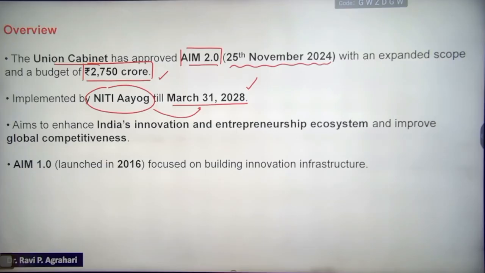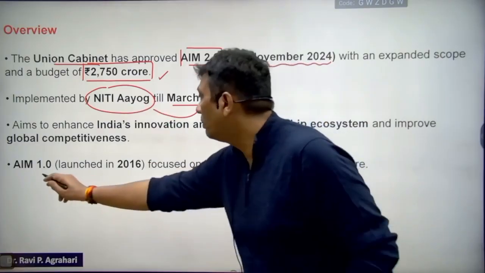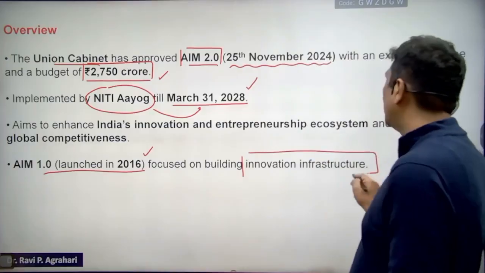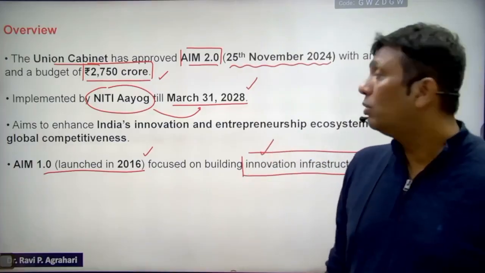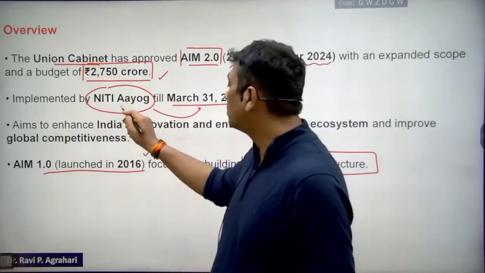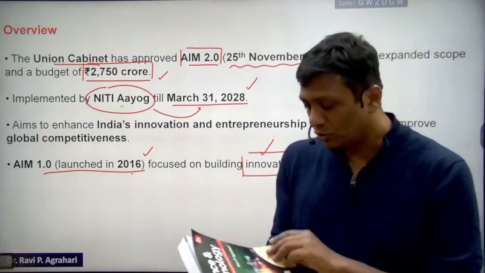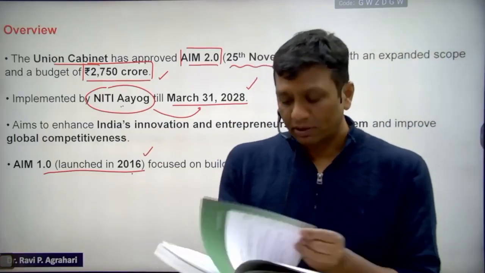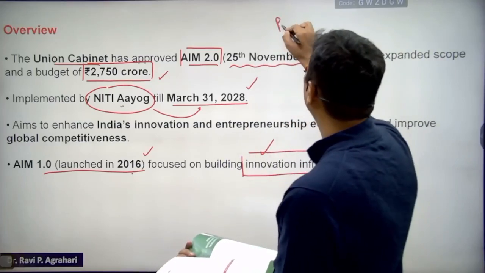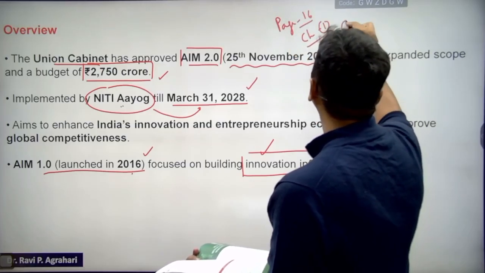Now, AIM 1.0 was launched in 2016 with the purpose of building innovation infrastructure in India. Now we are going to speed up more in the case of AIM 2.0. Niti Aayog brought the Atal Innovation Mission. UPSC asked this question, and I would like to show you this question, guys. Just a minute. On page number 16, chapter 1, question number 1.